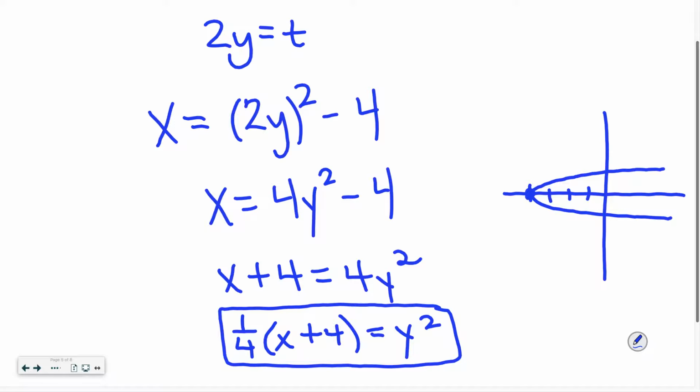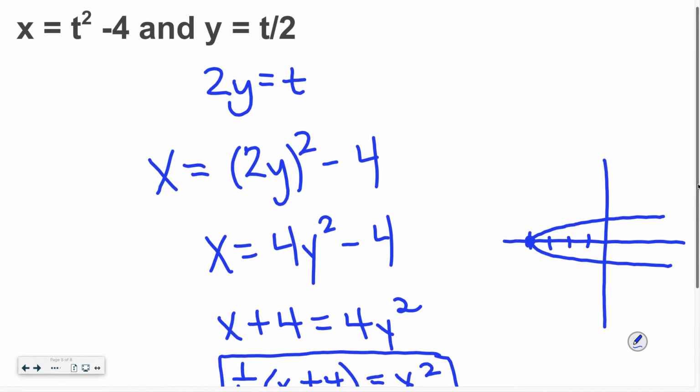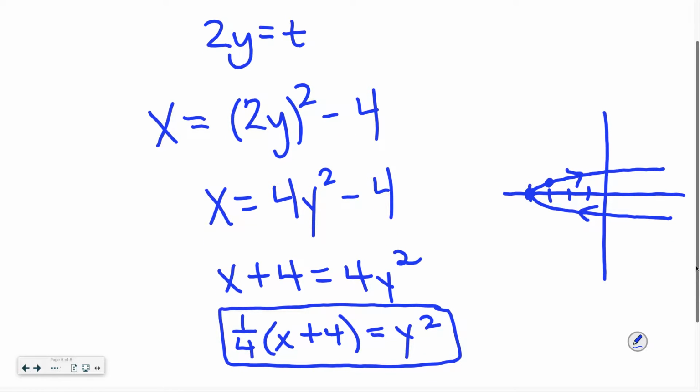My suggestion to you would be to pick a couple t values up here to plug in. T is 0 gave us this point. T is 1 gives us this point. And so I know that our arrows would have to go in this direction. So you still need the parametric equations to figure out what your orientation is. Pick an easy one, t is 0. Pick the next one, t is 1 or 2 or whatever, and figure out the path that your graph is taking. Questions before we do another one?